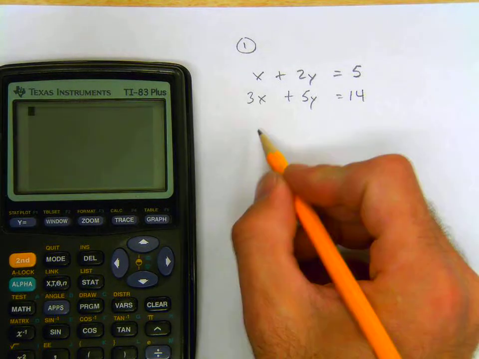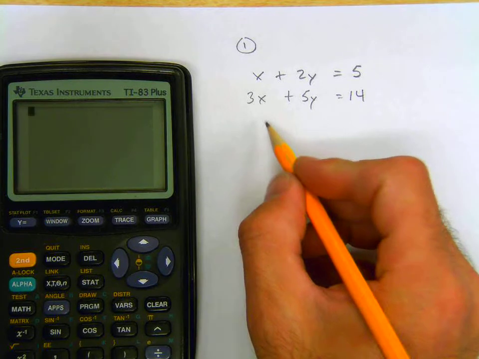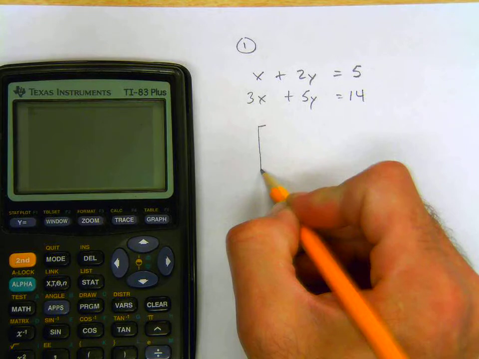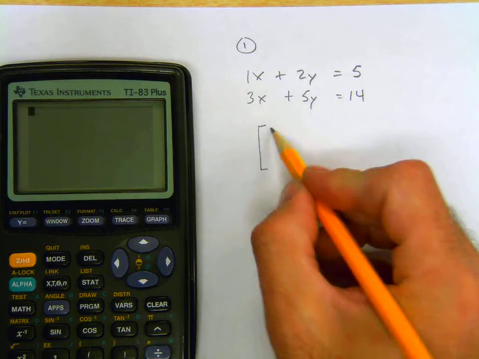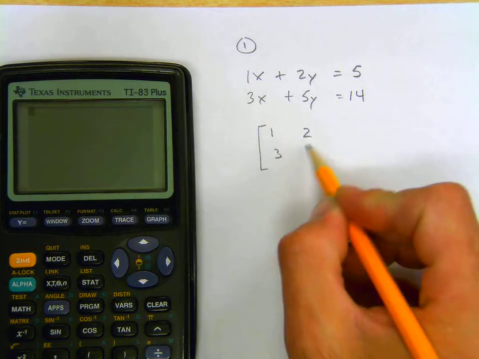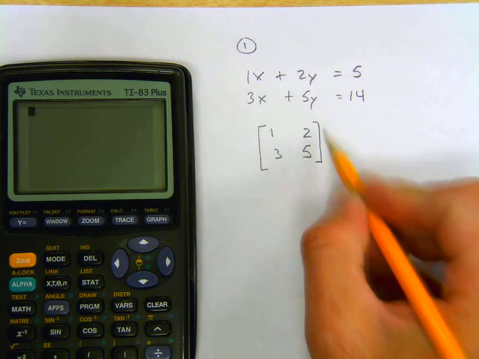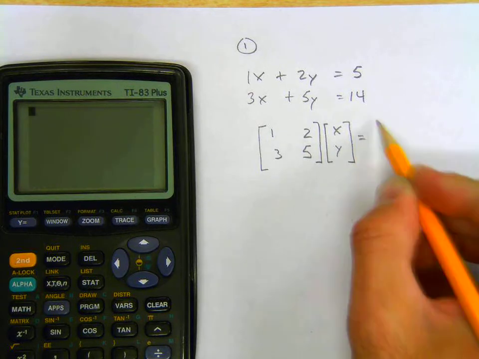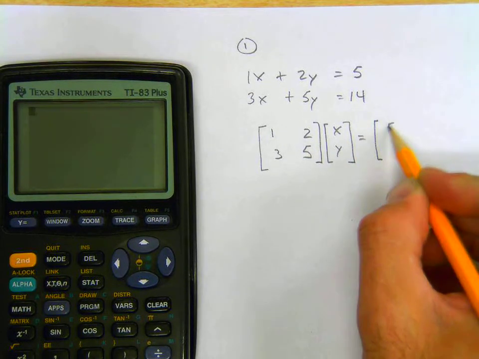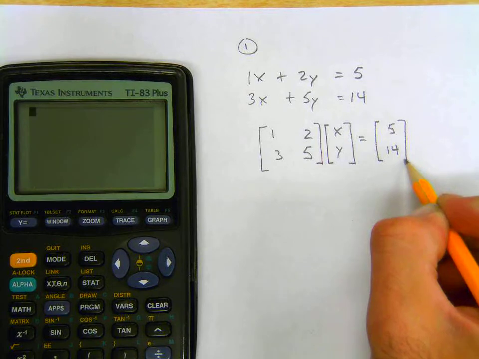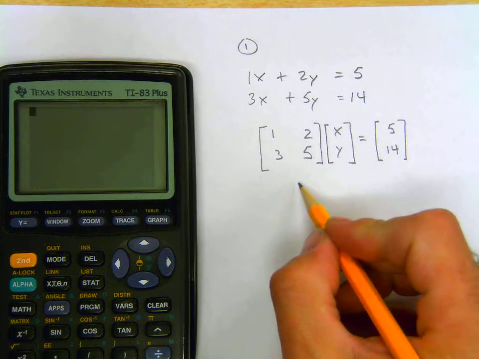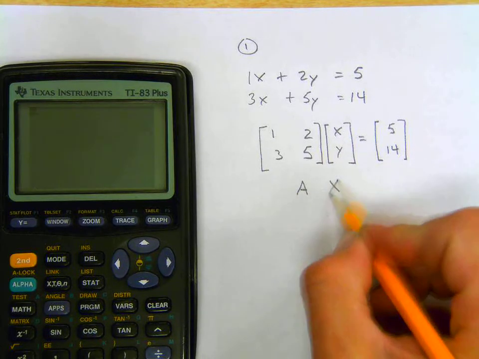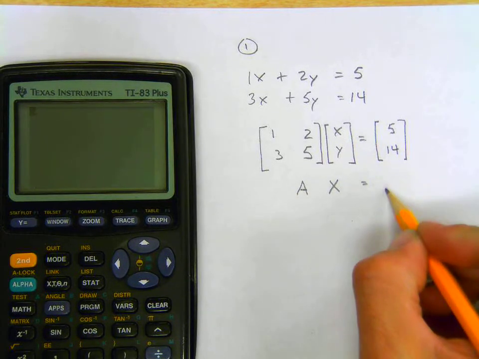Step number one, let's represent this system of equations using matrices. So we're going to set up the coefficient matrix, which is 1, 2, 3, 5. Then we have the variable matrix, which is x and y. And then the constant matrix, which is 5 and 14. Now, our coefficient matrix is represented by A, the variable matrix by X, and the constant matrix by B.